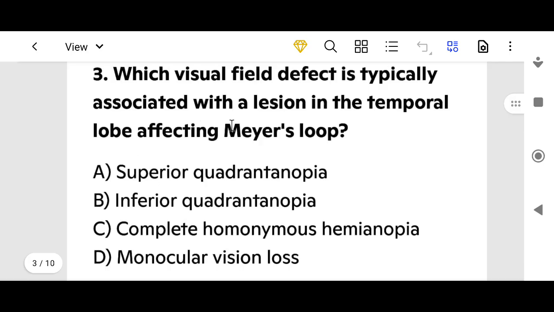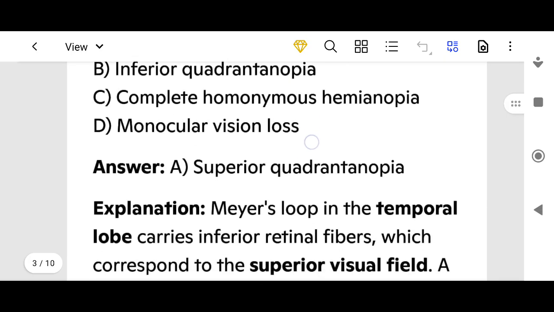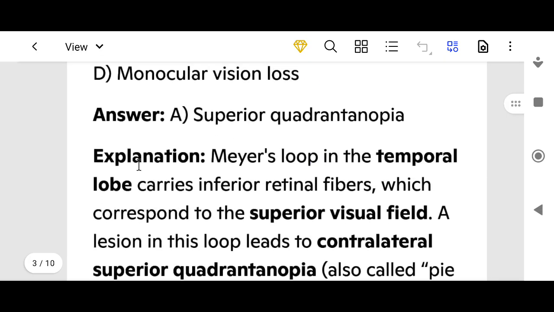Which visual field defect is typically associated with a lesion in the temporal lobe affecting Meyer's loop? What is your answer? It's superior quadrantanopia.